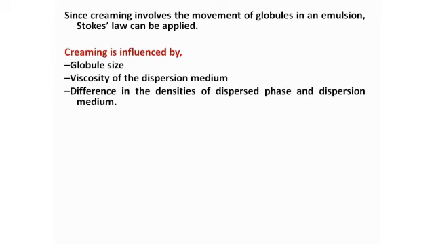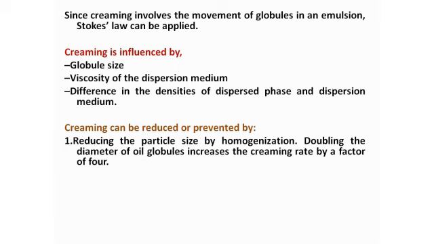Now, since creaming involves the movement of the globules, here also we can apply the Stokes law. We have already discussed the Stokes law in our colloidal chapter and our suspension chapter. As per the Stokes law, the rate of creaming depends upon a few factors. It is influenced by the size of the globule, the viscosity of the dispersion medium, and the difference in the density of the dispersion medium as well as the dispersed phase. So how does the globule size affect the creaming?